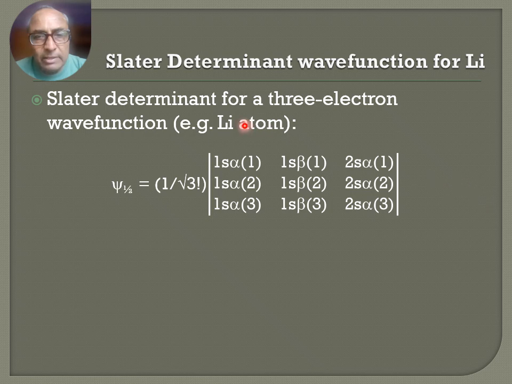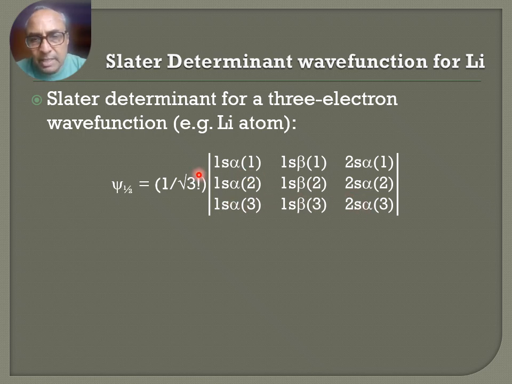Writing the Slater determinant for a 3-electron wave function, for example for lithium atom, the ms equal to plus half wave function is 1 upon square root of factorial 3 times the determinant 1s alpha 1, 1s beta 1, 2s alpha 1, 1s alpha 2, 1s beta 2, 2s alpha 2, 1s alpha 3, 1s beta 3, 2s alpha 3.